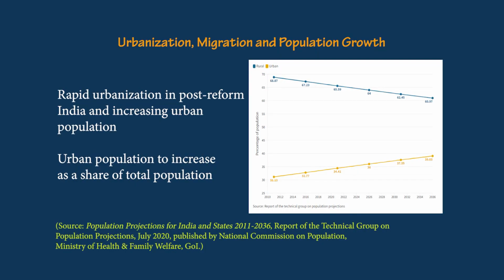So what we are trying to argue here is that there is some relationship between urbanization, migration, and population growth, and urbanization is also linked with economic progress. It has already been argued, and there are reports like the Population Projection for India and States 2011-2036, as you can see on the graph, that the urban population is likely to increase as a share of the total population, which basically means the contribution of the rural sector to the total population is likely to decrease over time. We are seeing rapid urbanization in post-reform India around us and an increasing urban population. So this is not counterintuitive.